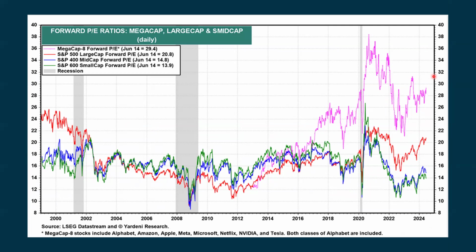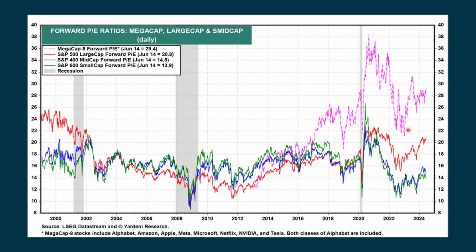And this is a little bit different if you've watched any of these other videos. I've actually included an additional calculation. This is the mega cap 8 looking forward as of June 14th. We're up at 29. Well, we use that same basic 10, 15, 20 scale. And so this is suggesting that we're overvalued even on a forward-looking basis with the mega cap 8.